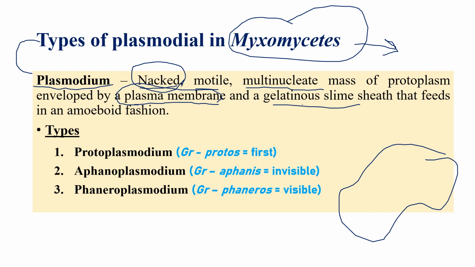This plasmodium, with its gelatinous slimy sheath, feeds in an amoeboid fashion. Just as an amoeba grows in whichever direction its protoplasm or cytoplasm flows, the plasmodium also starts to grow and move the same way.